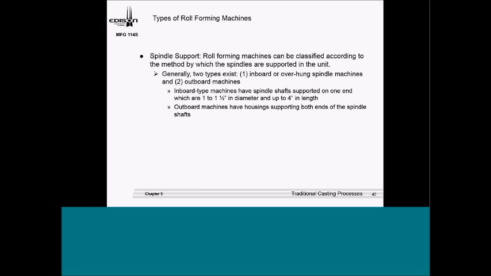Spindle support, and again, we have some videos that they get to see on this. Generally we're talking about 2 types: inboard or outboard machines. The inboard machines have a spindle shaft supporting one end, which is about an inch and a half in diameter and up to 4 inches in length. The outboard machines have housings supporting both ends of the spindle shafts.